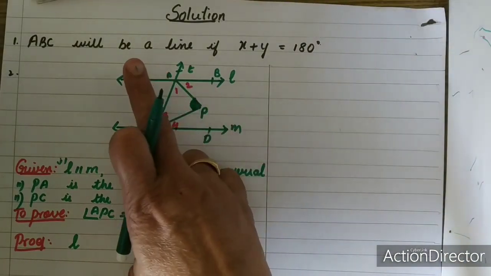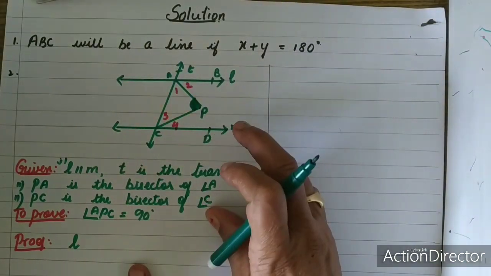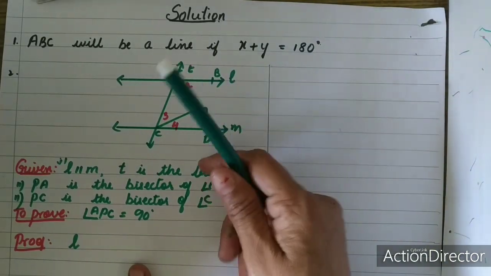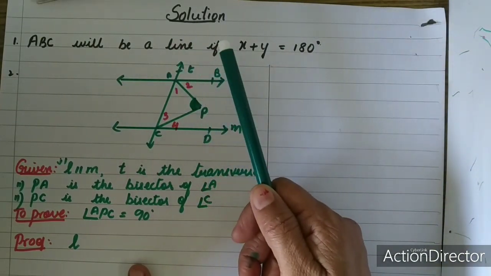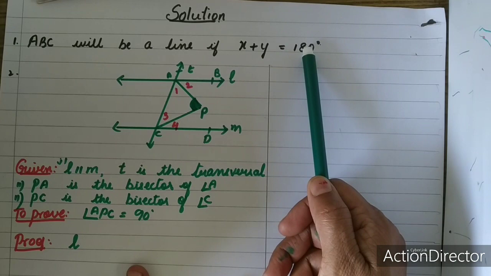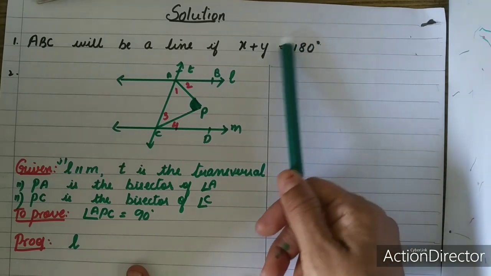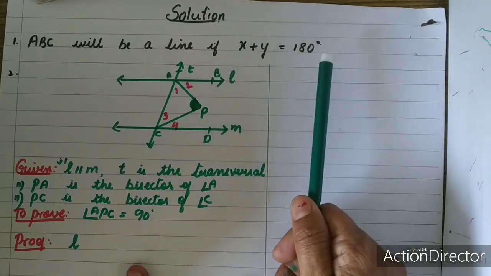Now in the first question it was asked to prove that ABC is a line. To prove that ABC is a line, I have to take the values of x plus y as 180 degree because 180 degree means straight angle. So it will be a straight line.